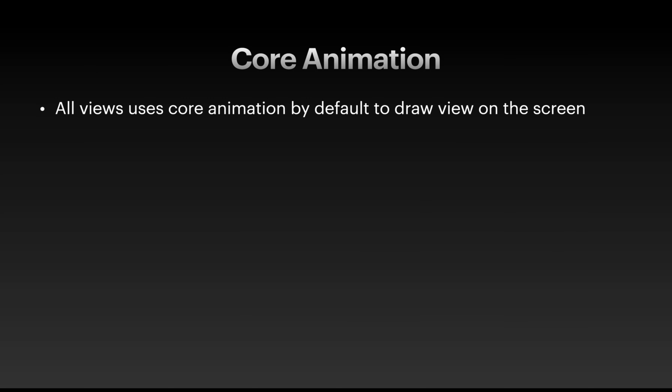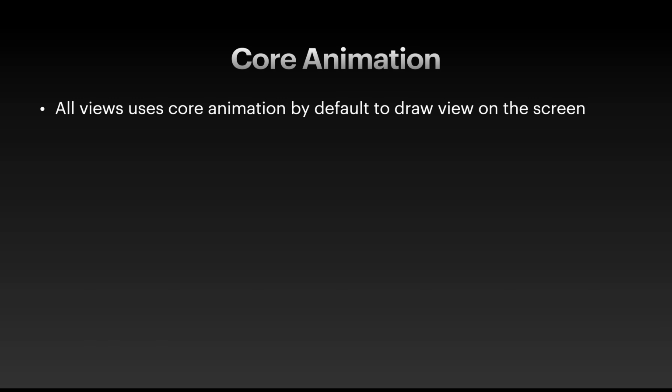So all views use core animation by default to draw the view on the screen. The iOS UIKit framework exposes a set of views, and we can use those views to build our user interface without knowing that core animation is part of those views, unless we define custom views and don't use the core animation framework.